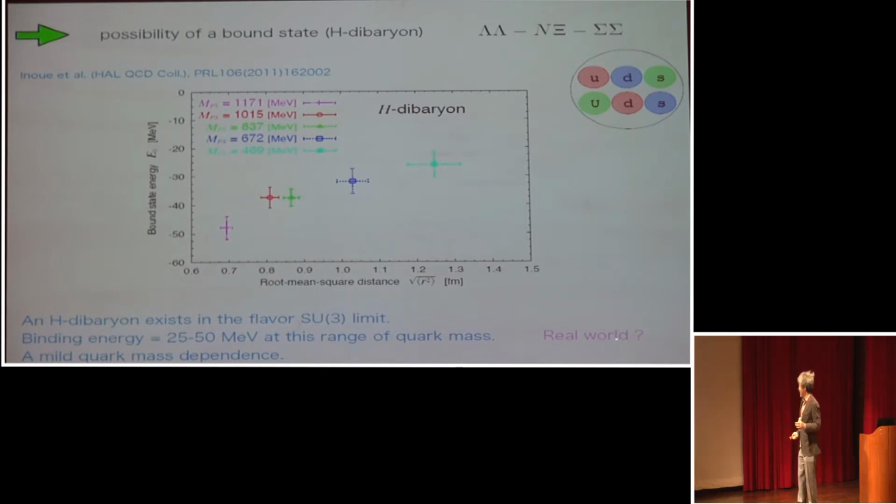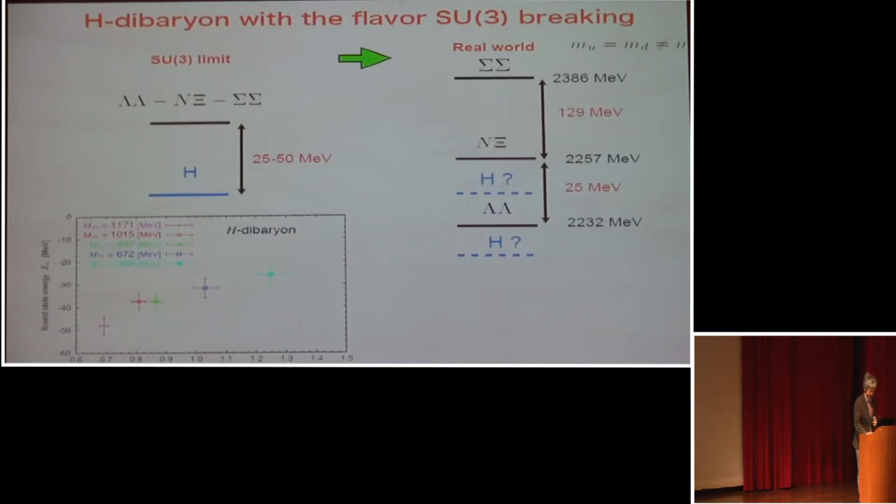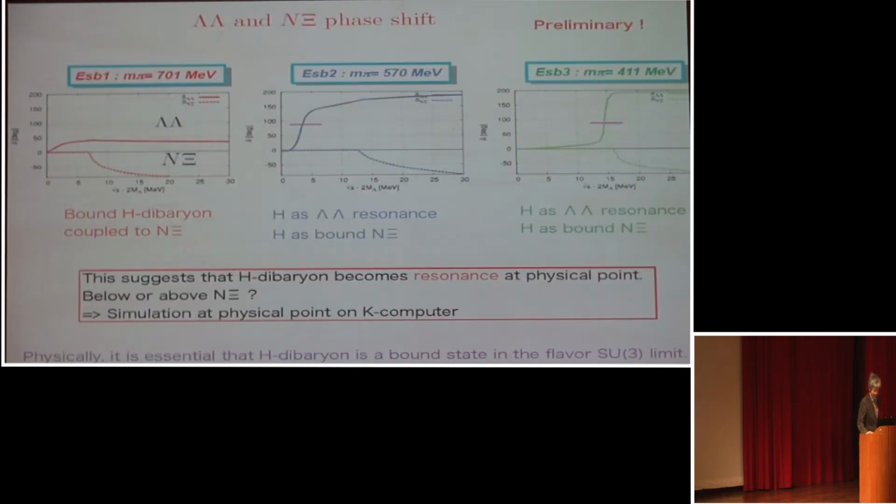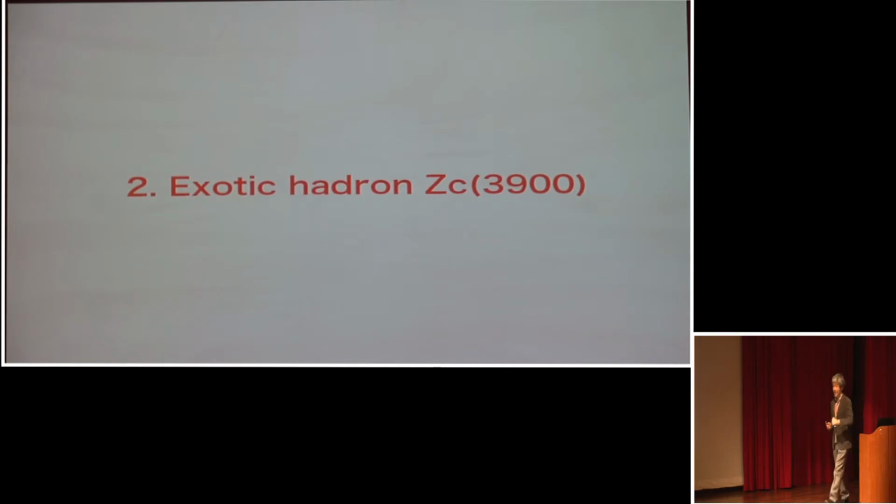But of course, the question is the real world, and because of time constraint, I skip what happened in the real world. But if I have remaining time, I will come back to this point. However, one point is that the H dibaryon, compared to the deuteron, has a rather different potential and wave function. The H dibaryon is a rather compact object compared to the deuteron. So I'll change the subject.